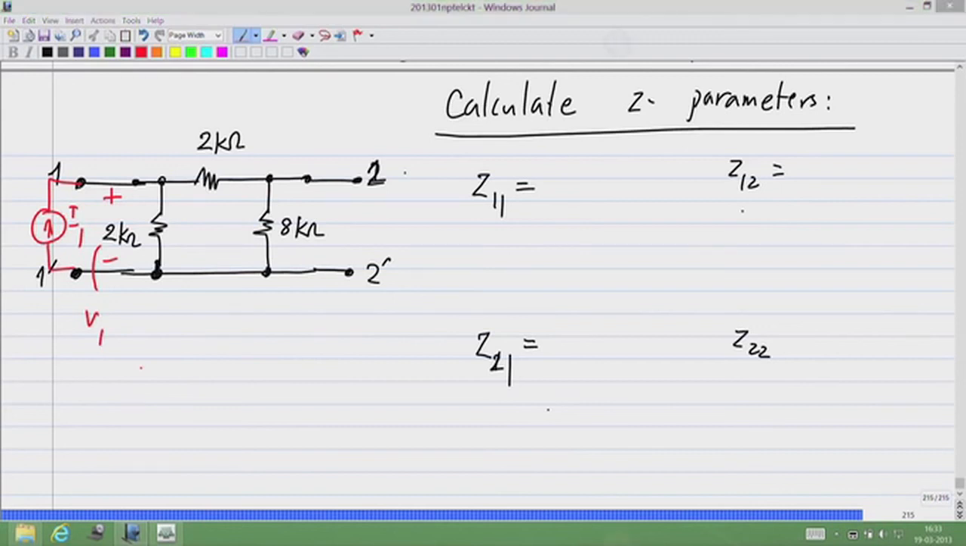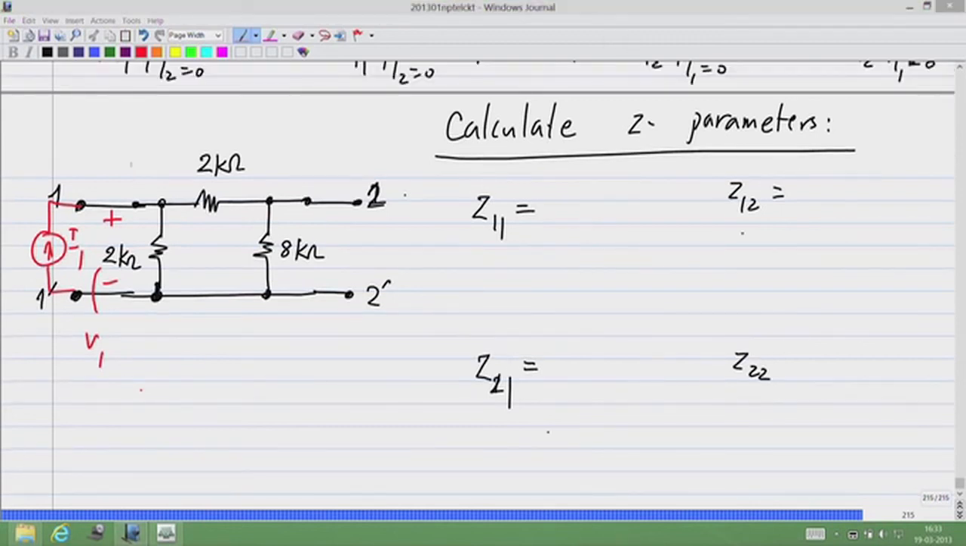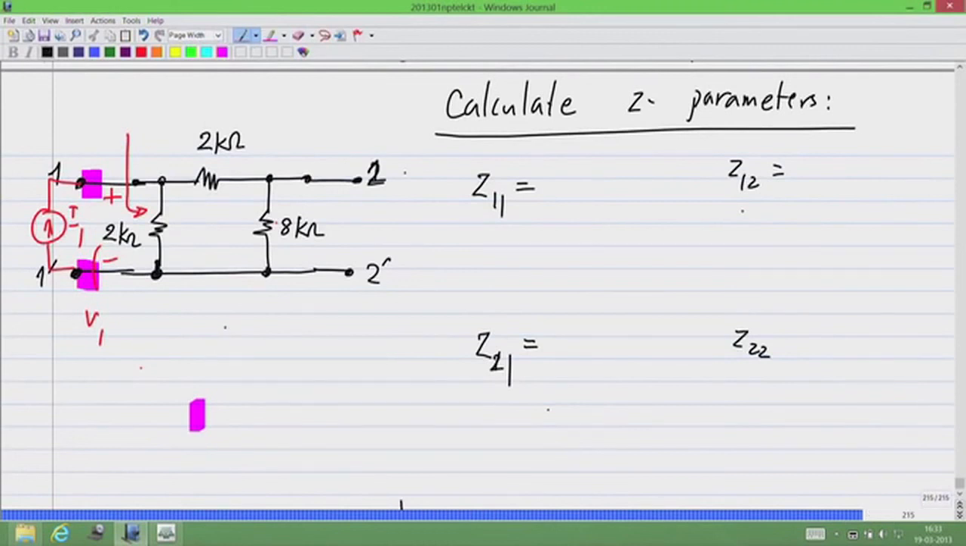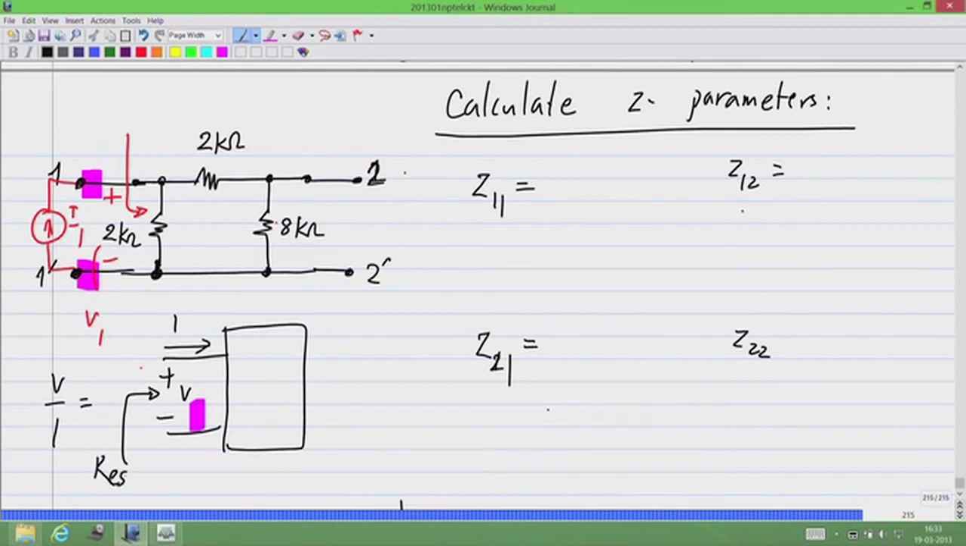Okay. So now as I said, V1 by I1 will be simply the resistance between these two terminals. I hope that part is clear to everybody. If you have two terminals and if you measure the voltage in this way and the current going into the plus terminal with the plus sign, then V by I is nothing but the resistance looking into those two terminals. Okay, by definition, that's the resistance.